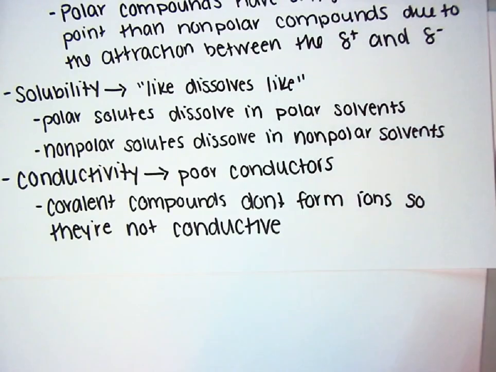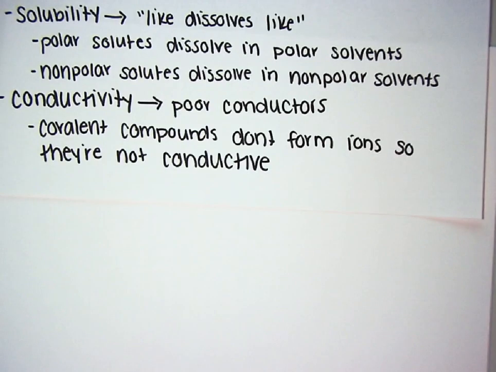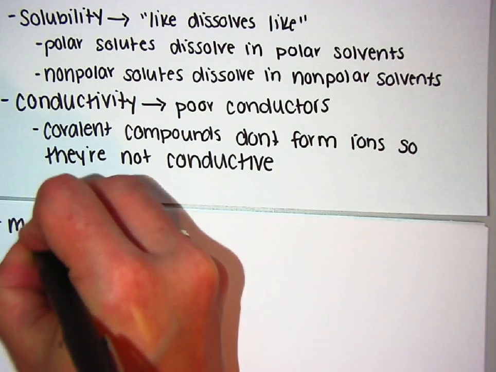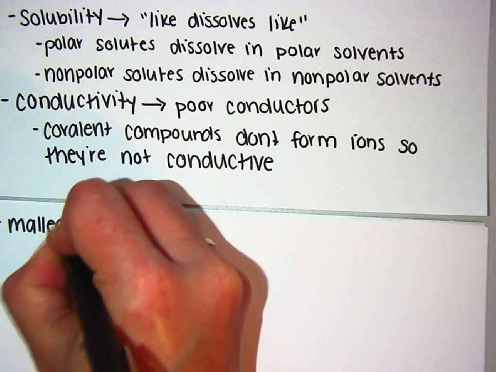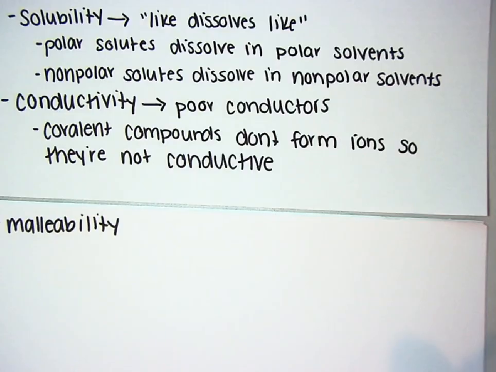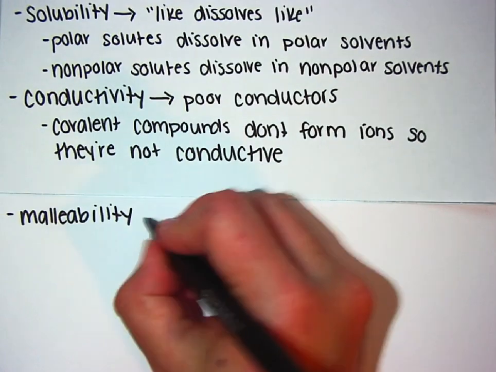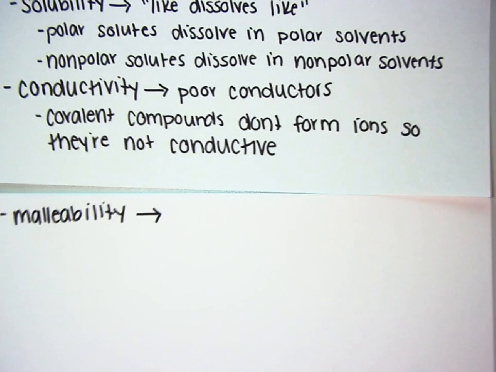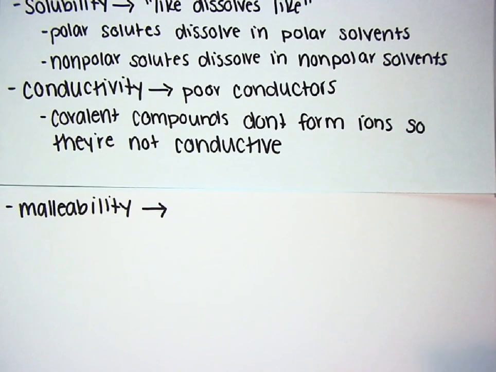Last property that we are going to talk about is malleability. So again, malleable is like moldable. If we were to hit it, can we flatten it or mold it into different shapes? Like metals. Metals are malleable. If we were to hit a spherical metal with a hammer, we can flatten it.